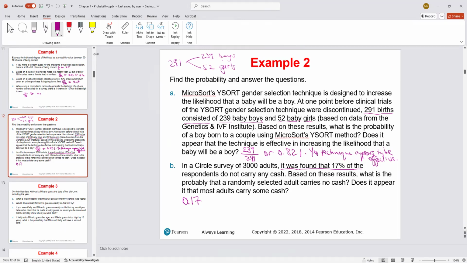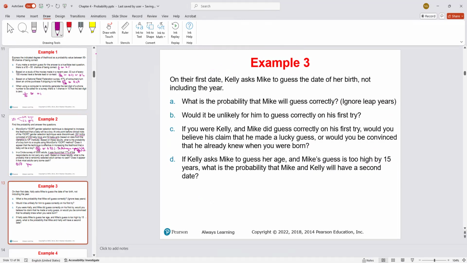They said, does it appear that most adults carry some cash? Yes, it appears that most adults carry some cash. There are lots, right? 17% is very significant. It's a yes question, right? As we move forward, do not forget you can stop at any time to watch the videos again and see what we're doing. But we need to move to the next one.